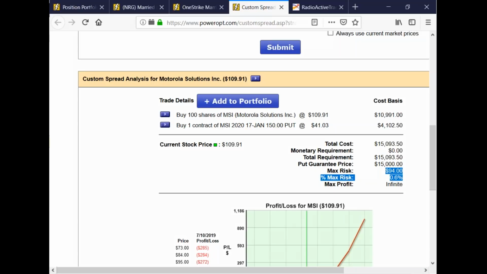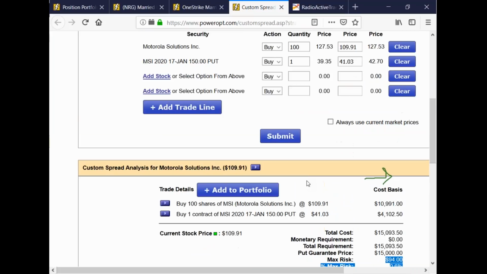What else do we have? I have a cost basis of 150.93, 150.94. Why is that important? I have a low risk. As Doug mentions, I'm almost bulletproof on the position. He says now I can just sell calls against it.